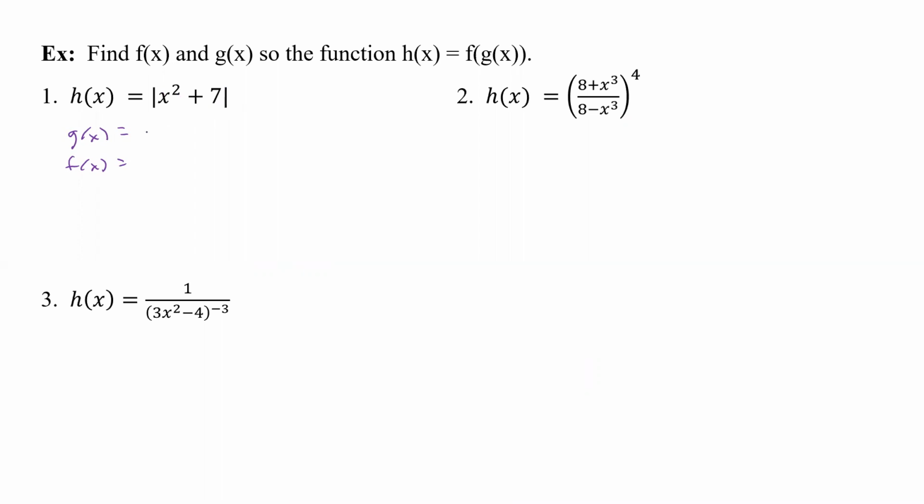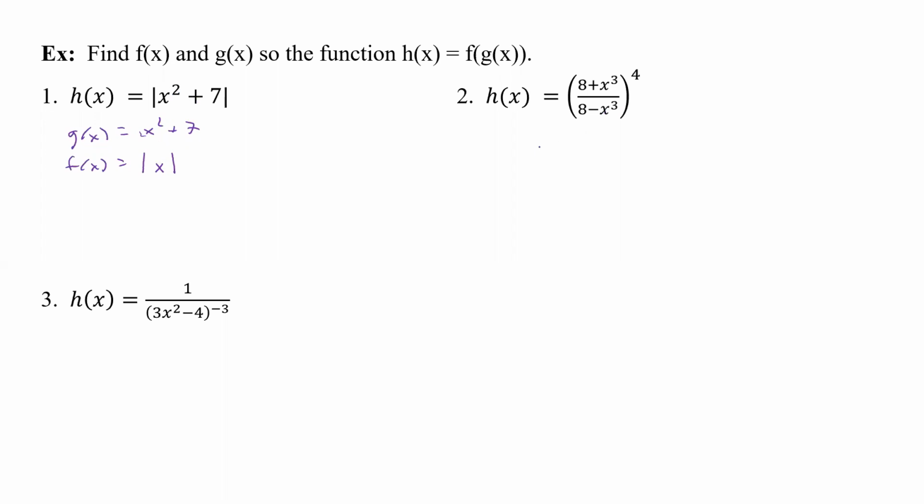Well, I'm going to say g of x is x squared plus 7. Well, what do I have for f of x? Well, that's just the square root, or absolute value of x, because if I plug this in to here, I've got this value here, okay? And so that would be my f of x, and that would be my g of x.